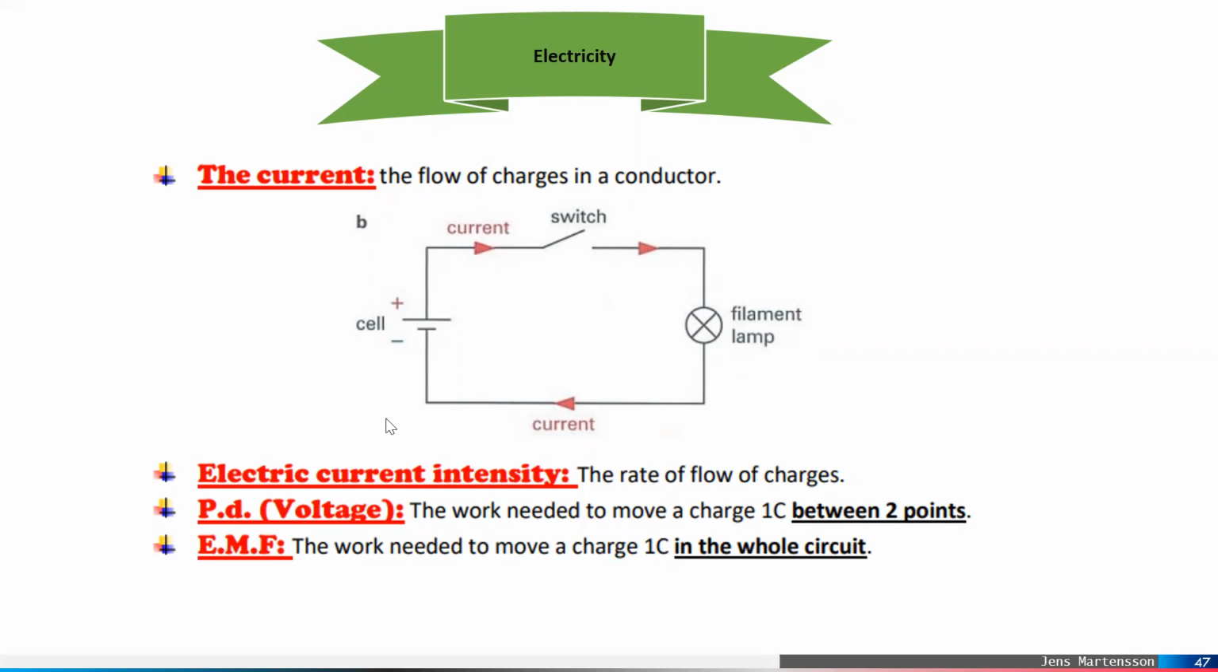The electric current intensity measures the rate of the flow of charge in a definite time. And the potential difference, or the voltage, is the work needed to move a charge between 2 points. And finally, you must be careful, because electromotive force is a name given for the cell or the battery. You cannot call any resistor in the circuit by this name.